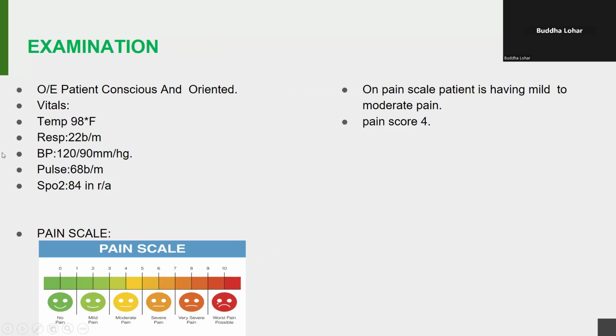Now, at present, on examination, the patient is conscious and oriented. Vitals are as follows. The patient is not having fever, that is, he has a normal temperature, and respiration rate is also normal. Blood pressure is 120/90, pulse rate 68, and saturation is 84 on room air. On the pain scale, the patient has mild to moderate pain. As I have already mentioned, the patient has right-sided pleural effusion, so he has mild to moderate pain. On the pain score, the patient has a total of 4.